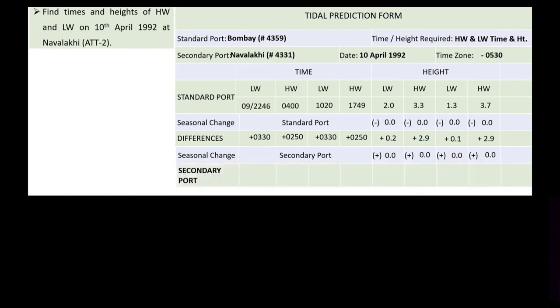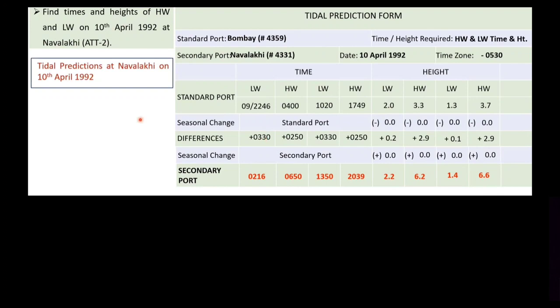And now we are ready to get the time of high and low water and height of high and low water at a secondary port on 10th April 1992. You can see when the time difference is allowed for this low water at 22:46 on 9th, it becomes 02:16 on 10th of April. So we get these are the times of low water, high water, low water, high water, and their corresponding heights we get here.